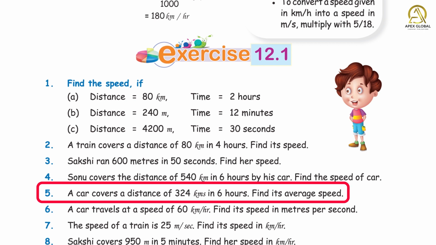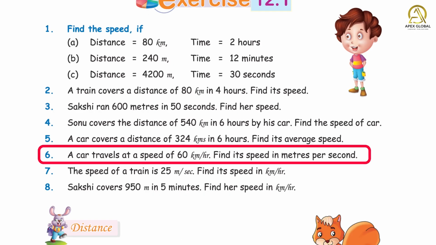Question 5. A car covers a distance of 324 km in 6 hours. Find its average speed. Answer 54 km per hour. Question 6. A car travels at a speed of 60 km per hour. Find its speed in meter per second. Answer 16.6 meter per second.